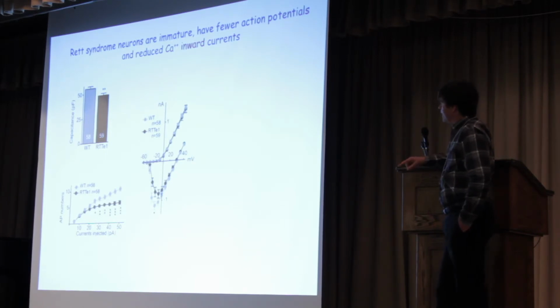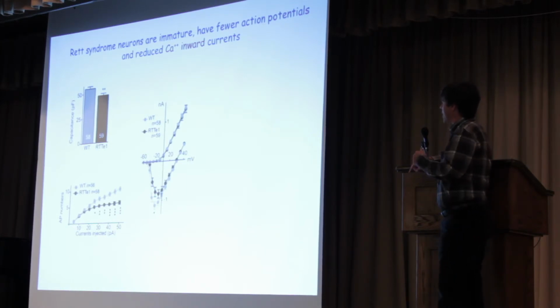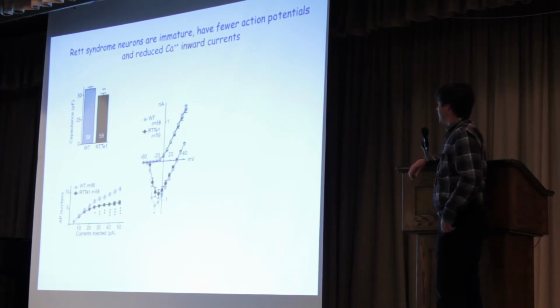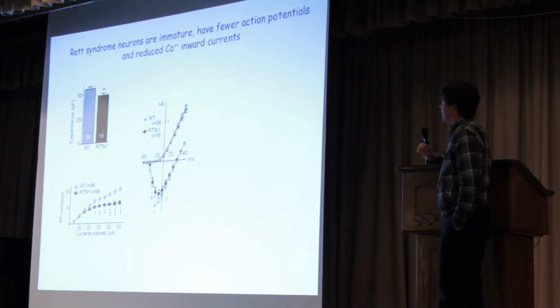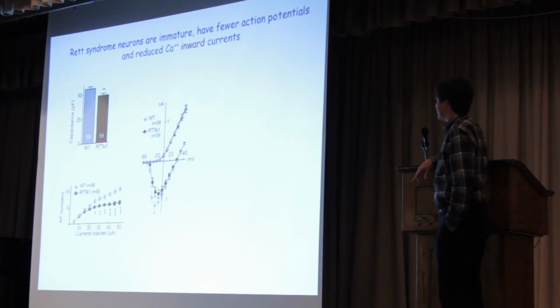Down below, the graph shows the number of action potentials, and you can see the Rett syndrome ones with the black circles in it, there are fewer action potentials. And in the center one, it starts looking at specific ions going in and out of the neuron, and you can see as it dips down, there's a little asterisk there. That's where there's less calcium inward current. You can see that there's a difference there.